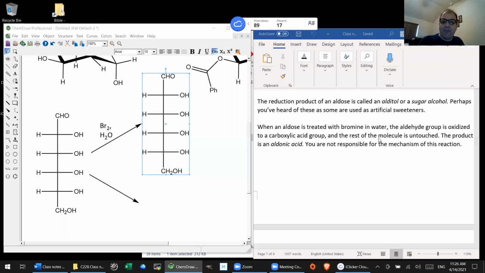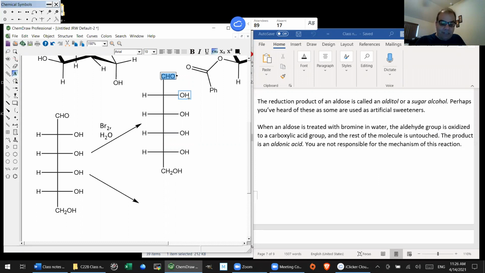Yep, the aldehyde group is oxidized to carboxylic acid, and it doesn't touch anything else. So there you go. Aqueous bromine will oxidize the aldehyde group of an aldose to the corresponding carboxylic acid group, and it doesn't touch anything else, which I think is quite amazing, by the way, that aqueous bromine can be so selective.